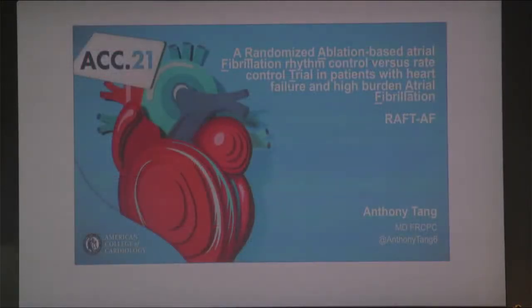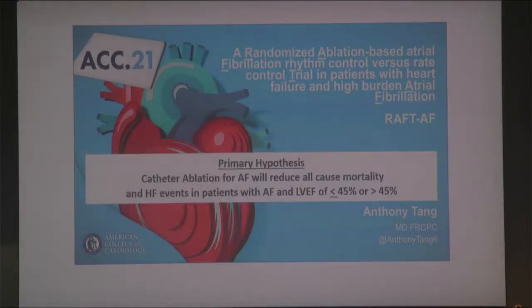The RAFT-AF study was, again, a very elegant study from Canada, led by Anthony Tang. And again, the hypothesis was that ablation for AF would reduce all-cause mortality and heart failure events in patients with AF and an ejection fraction of less than 45% or more than 45%. I mean, they were looking at heart failure patients with reduced ejection fraction or preserved ejection fraction.